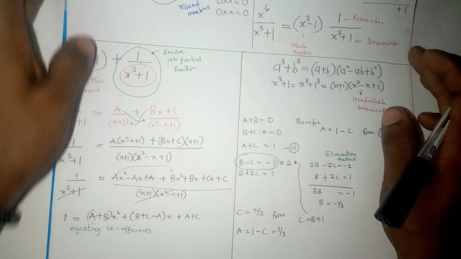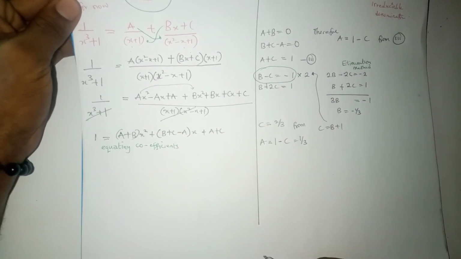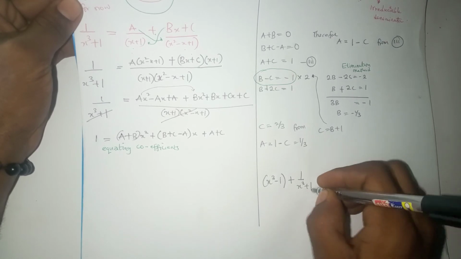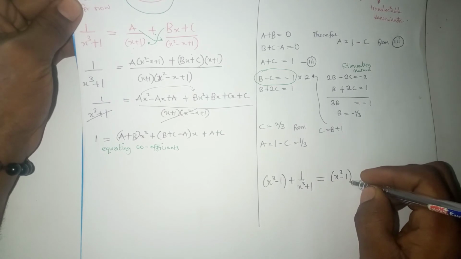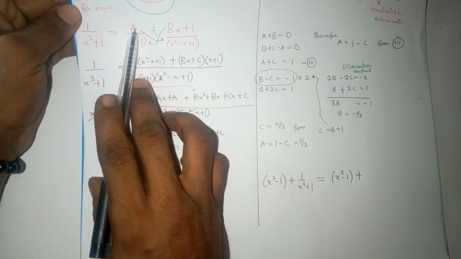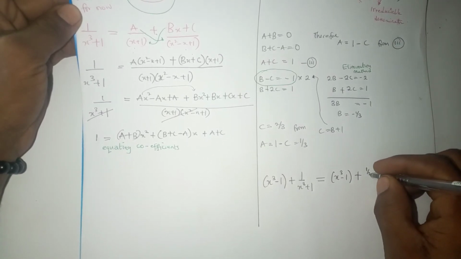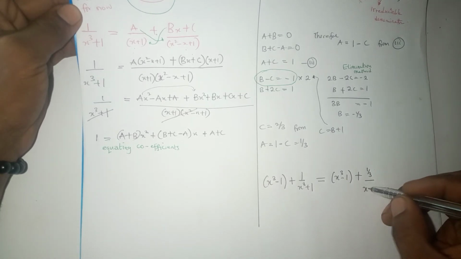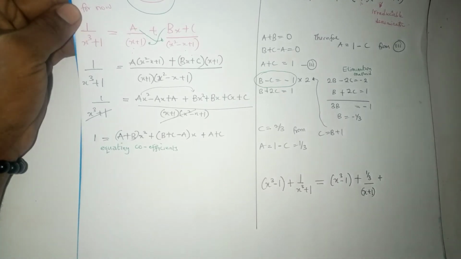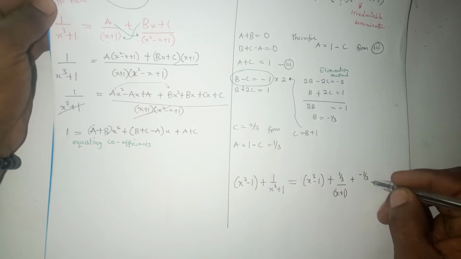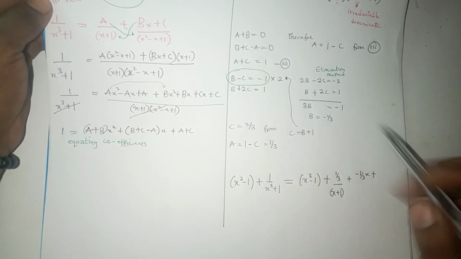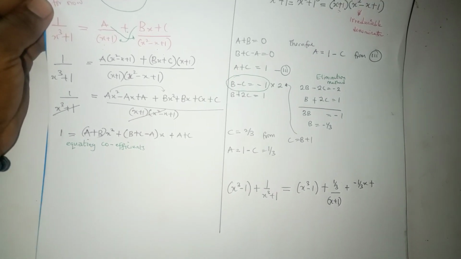So our partial fraction becomes x cubed minus 1 plus 1 over x cubed plus 1 equal to x cubed minus 1 plus a, which is 1 over 3, over x plus 1, then plus b, and what c will be is 1 over 3. Yeah, c is 2 over 3.